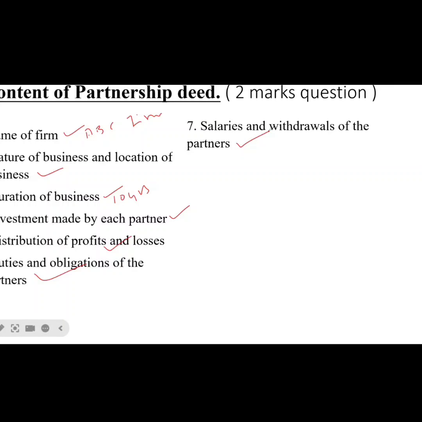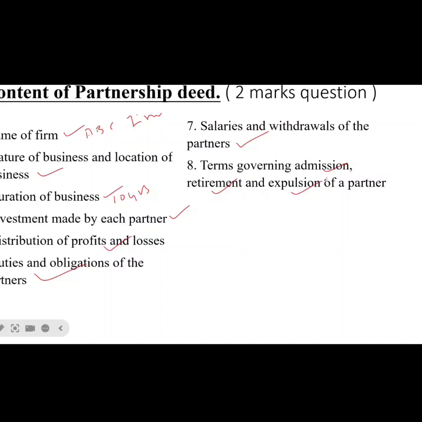And if the partners are allowed to withdraw certain amounts at the time of need, you have to mention what is the amount that can be withdrawn by the partners from the partnership firm. Next is the terms with regard to the admission, retirement, and expulsion of a partner. On what terms you're going to admit a new partner in future, on what terms a partner can get retired from a partnership firm, or you want to expel a partner for certain reasons, it should be mentioned in the partnership deed.